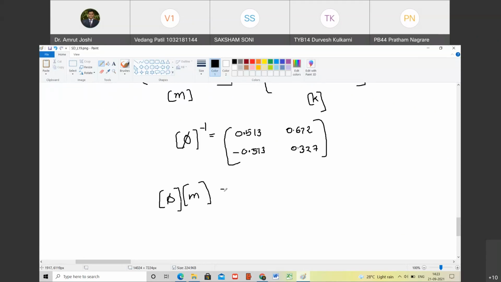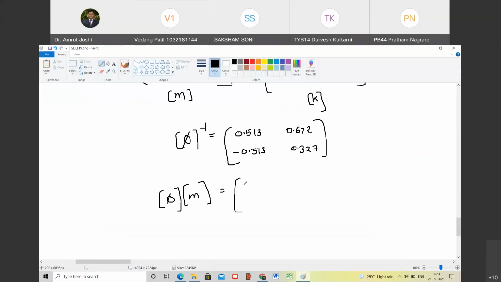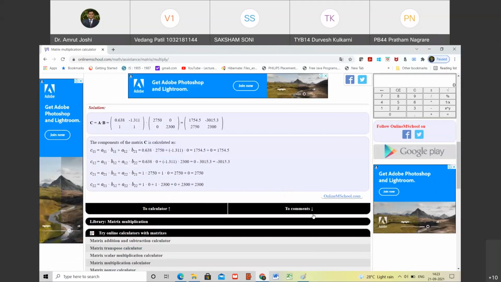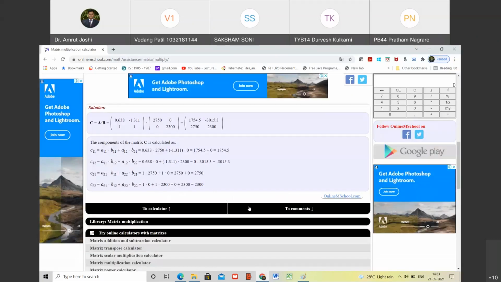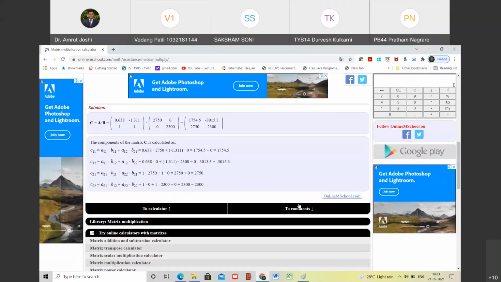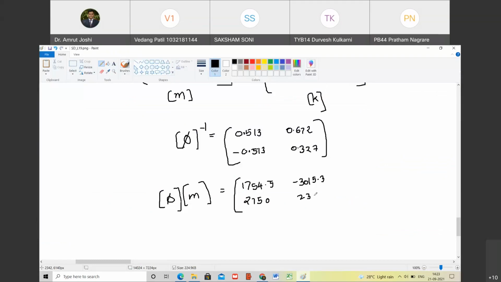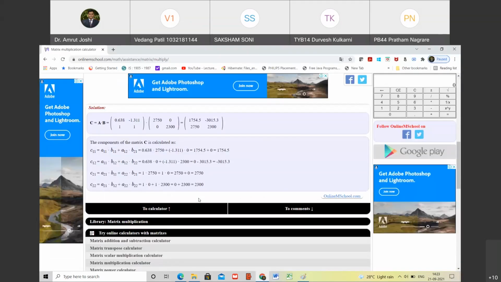This turns out to be 1754.5, then minus 3015.3, 2750, and then 2300. Now let us multiply this by phi inverse. So this has to be multiplied by phi inverse.